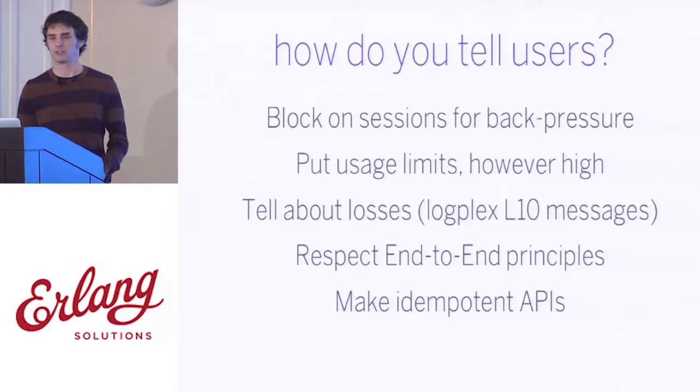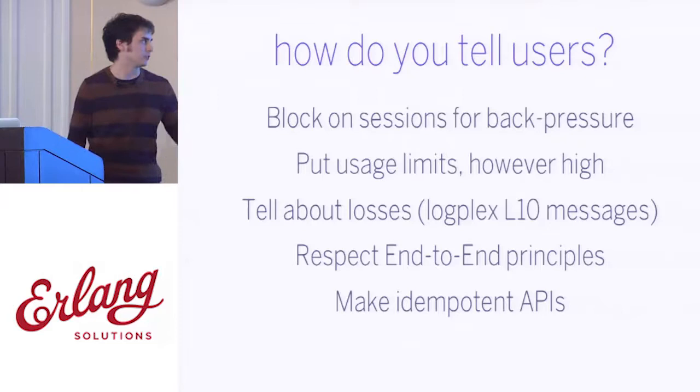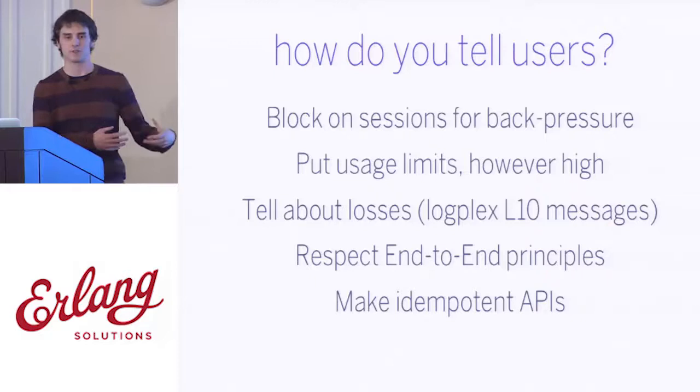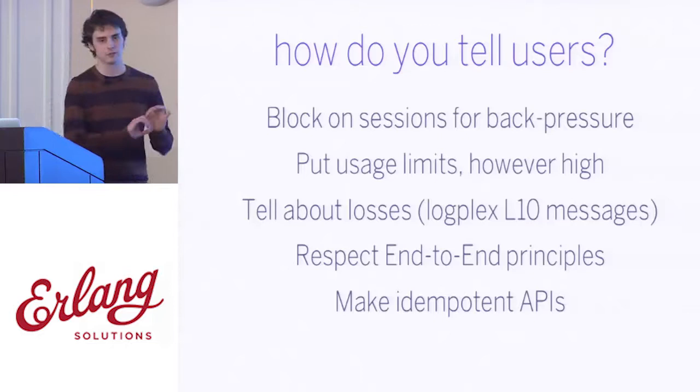And they're going to debug a bit and say, oh yeah, that's kind of slow, I found a bottleneck there. They're going to make their application faster. And they're not going to call you. So Logplex has L10 messages that tell you the drain for the log messages you have right now was not fast enough, and we had to drop that many messages. And we let them know how many we dropped. If you're using a different part of the system, that can be the same.